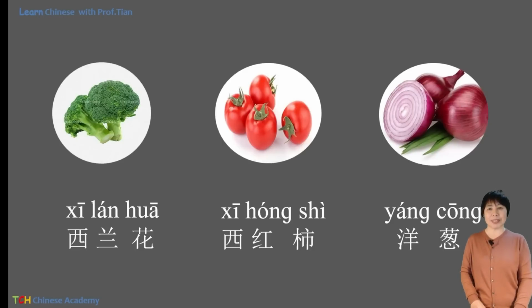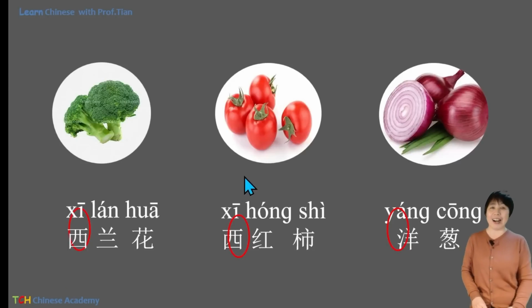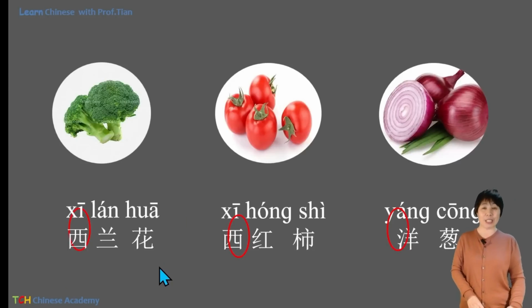So let's see. 西兰花, 西红柿. And this one is 洋葱. So 西 means Western, and this 洋 means foreign. So by looking at the names, you can guess these 蔬菜 are not local Chinese vegetables. We say 蔬菜. They are introduced from other countries. So by looking at their names, we know whether they are our Chinese local veggies or the Western ones. Is that interesting?